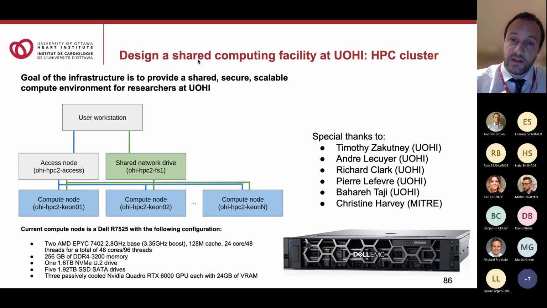So in order to facilitate some of this, the Heart Institute had the vision to invest in a shared computing facility called a high-performance computing cluster. What this allows is to have a network drive that stores the data locally and securely, and then shares it to high-performance compute nodes that can then be shared between different research groups. And this is secure, so a given research group does not have access to the data of a different research group. Currently we have one compute node that is operational, and the Heart Institute has just purchased 2 more that have just arrived and are being installed.